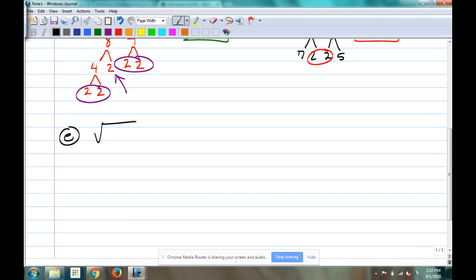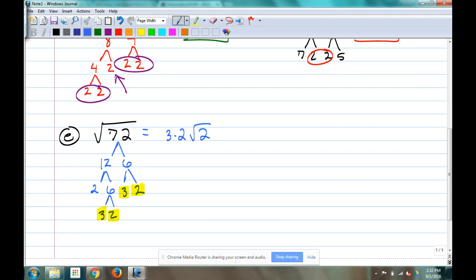Let's do 72. That's a good number. I like that one. 12 and 6. We could do 8 and 9. Either of those. 12 and 6 would be 2 times 6, and then 3 times 2. There's a 3 times 2. So here we have a pair of 2s. It doesn't matter which 2s you use. And a pair of 3s. So what's going to be on the outside? Yeah, 3 times 2.